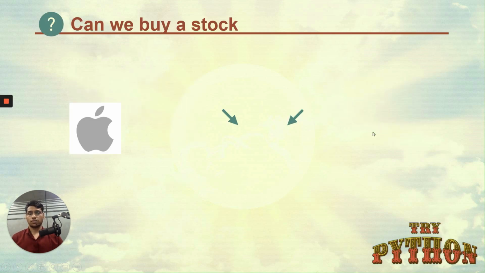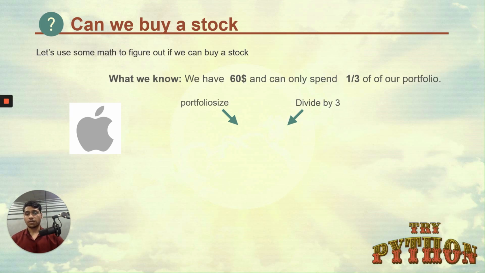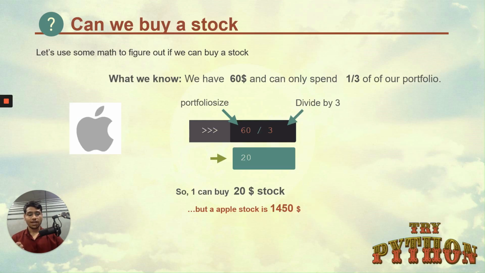Now let's try to make one project. Okay, let's say that you want to buy a stock and the stock price is $1450 and you only have $60 and you are only allowed to spend 1/3 of your portfolio, that is 60 by 3, which will come out to be 20. I'll repeat one more time. You have $60, you want to buy a stock which is $1450 and you can only spend 1/3 of your portfolio, that is $20.